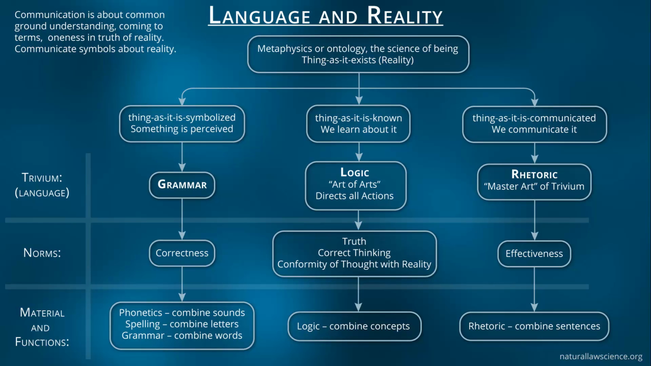That's the grammar. Next, it's the thing as it is known. We learn about it. And that's the logic, which is the art of arts. And that's what directs all our action, which is the point of the 7 liberal arts. That's why logic is central to everything. Because it's what directs our actions. It's the reasoning for why we do things.